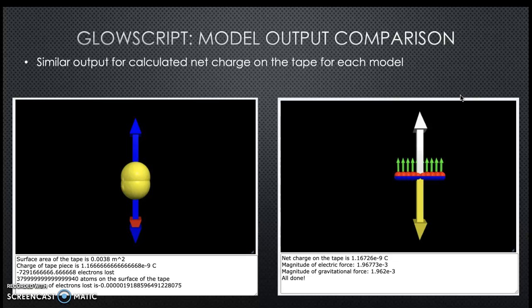And also, I would like to note the similarity in the charge of the tape calculated in each of Lab 1 and Lab 2, where in Lab 1, the charge of the tape was found to be 1.166 repeating times 10 to the negative 9th coulombs, and in Lab 2, it is a very similar number of 1.16726 times 10 to the negative 9th coulombs.